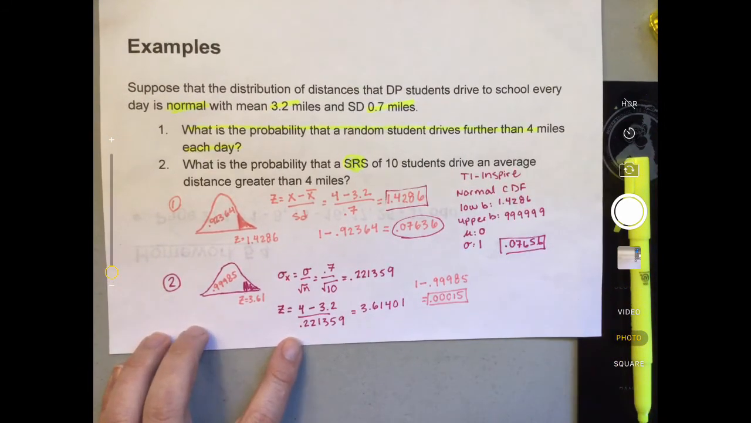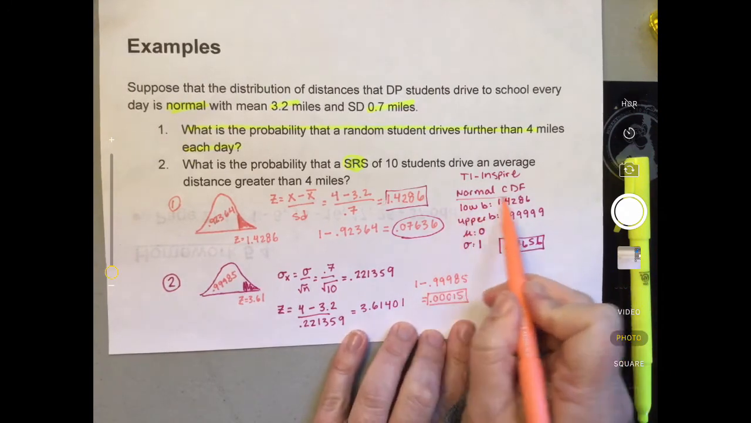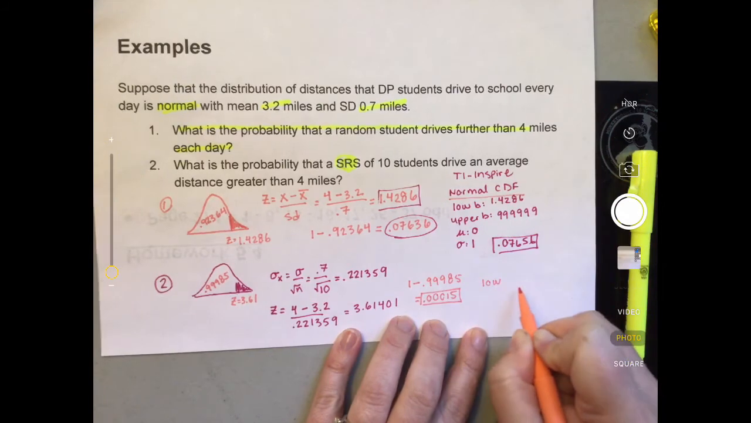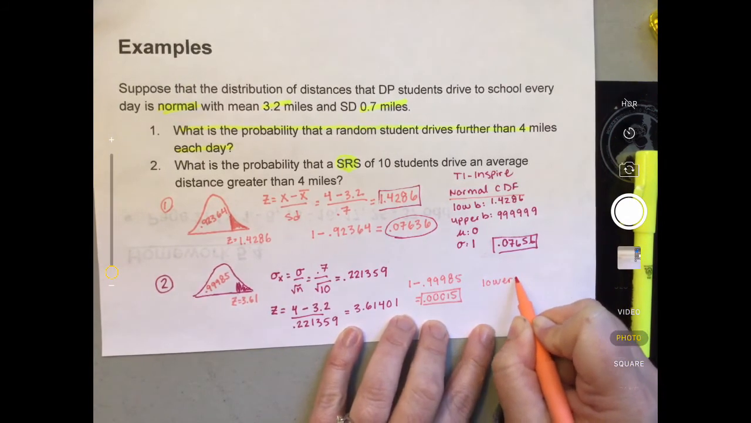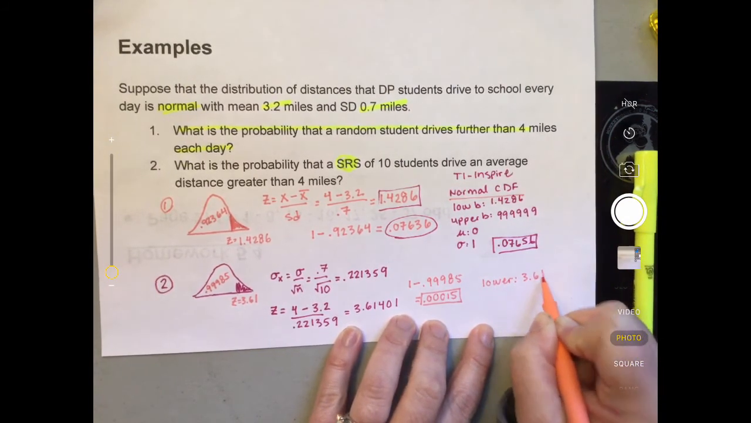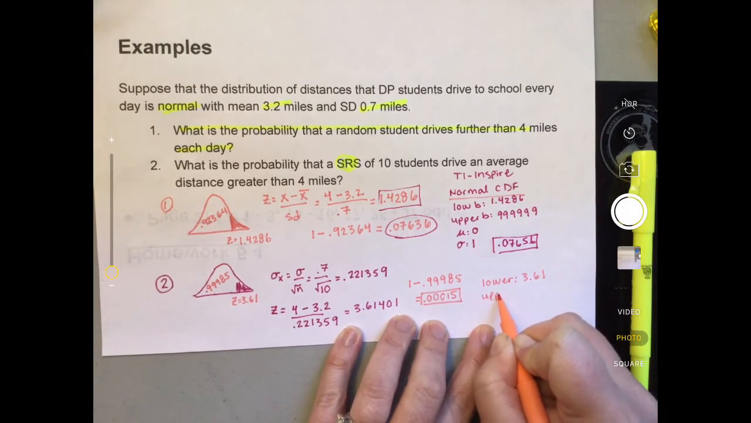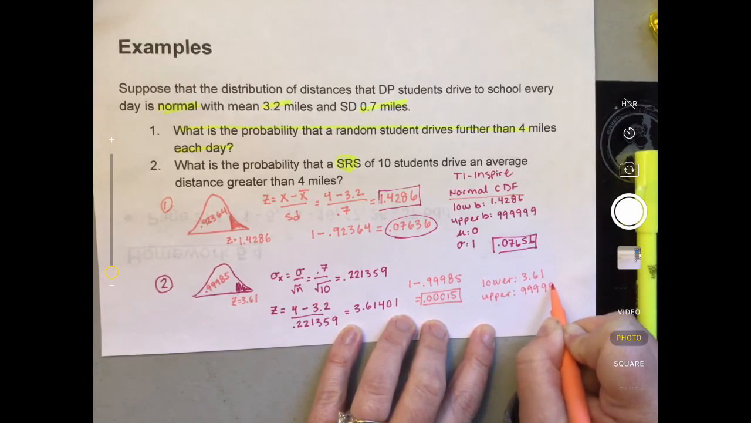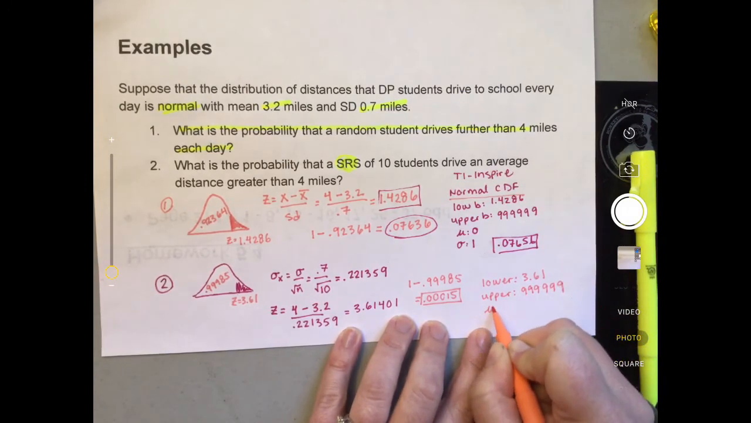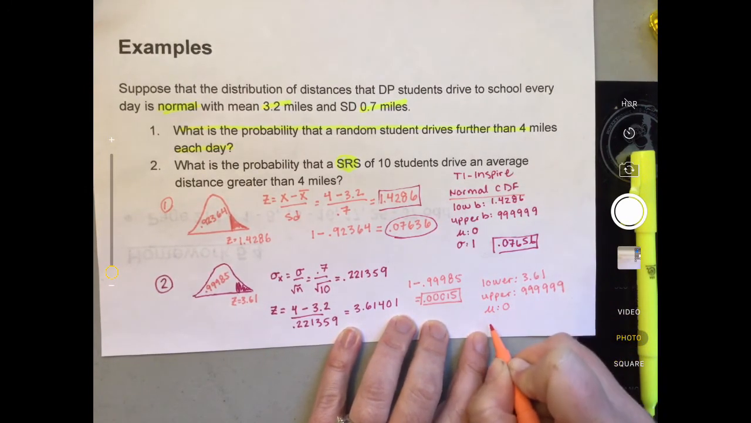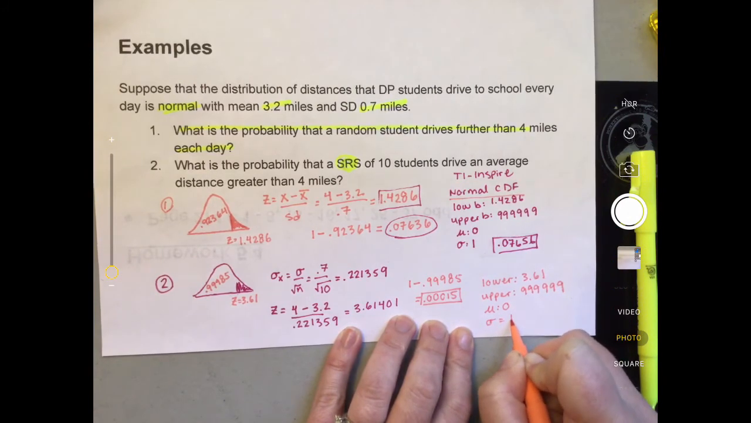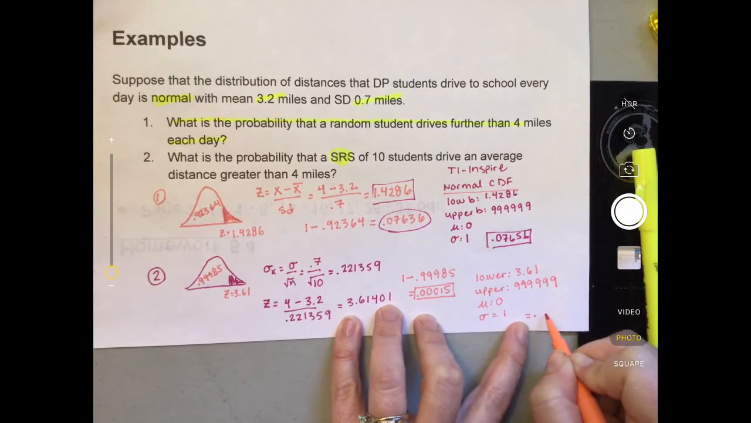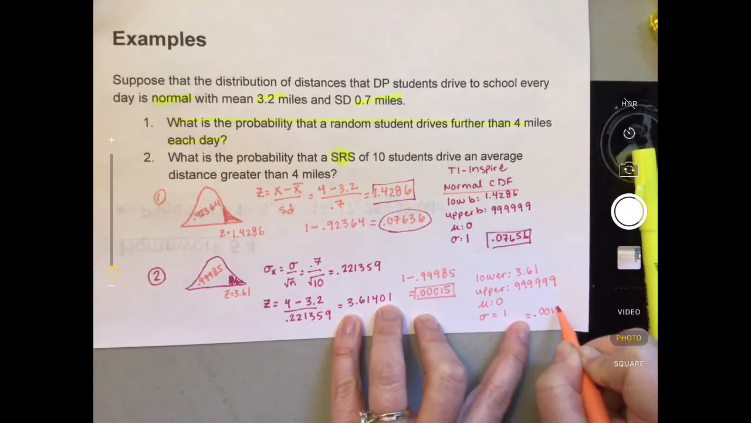You can also do this with your TI Inspire, your normal CDF. Your lower bound is our new z-score, 3.61. Your upper bound is a big number. I'm just going to be putting 6 nines. And mu, because we standardized this, is 0, and sigma is 1. If you do put this into your calculator, you will get the same thing, 0.00151.